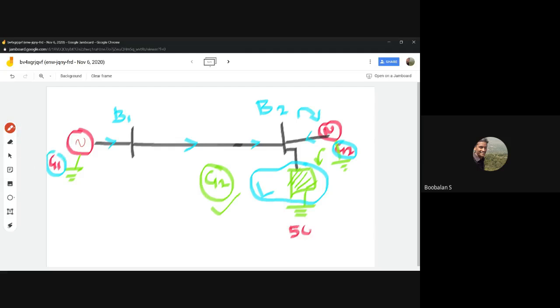500 megawatt load. Let us consider one more example. A 500 megawatt load, and we'll have two generators. What about a 600 megawatt generator G1, and a 300 megawatt generator G2? Now you could see this is the biggest generator, and this is a somewhat smaller, moderate generator.